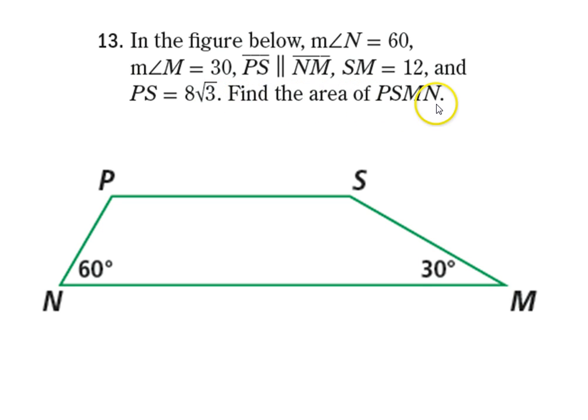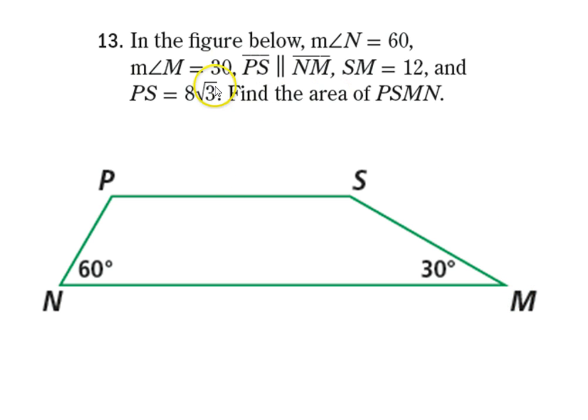PSMN. And notice how they don't tell us what this figure is, but from all of this information we can conclude that it is a trapezoid because we know that PS is parallel to NM, and a trapezoid has at least one pair of parallel sides. And the area of a trapezoid is base 1 plus base 2 times the height divided by 2, or times 1/2.